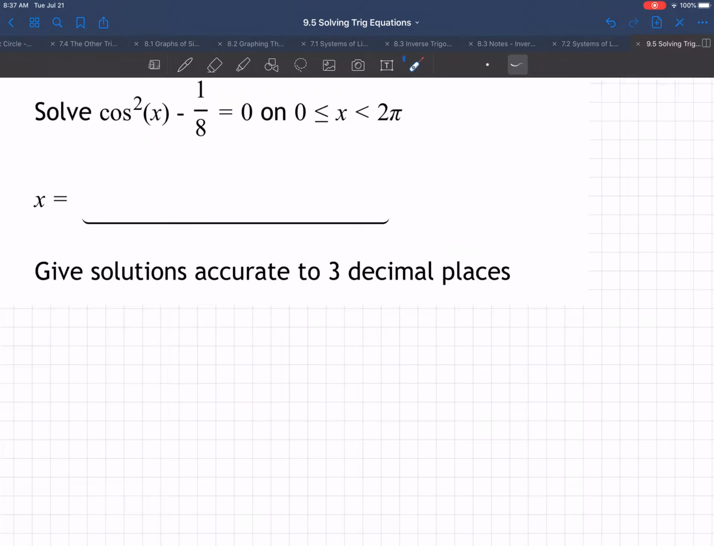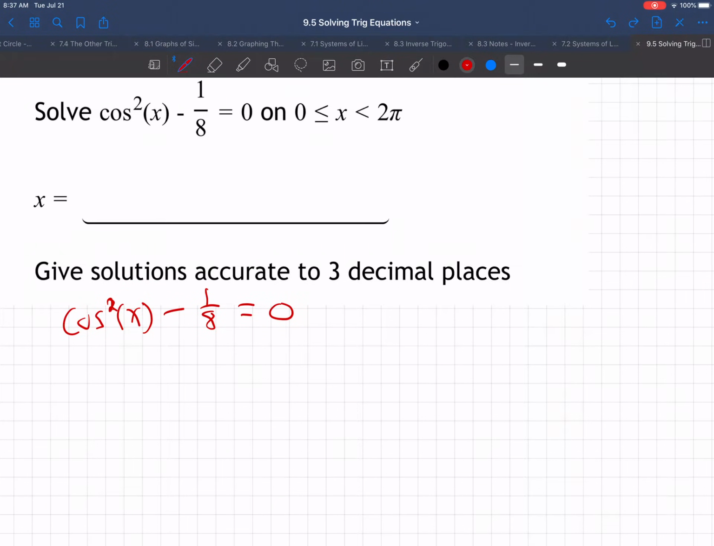Here we have an example, solving cosine squared of x minus 1/8 equals 0 on the interval 0 to 2 pi. So let me bring it down here. Cosine squared of x minus 1/8 equals 0. So I'm trying to solve that equation for x. So x is inside of a cosine squared, and I want to find out what values of x between 0 and 2 pi make that true.